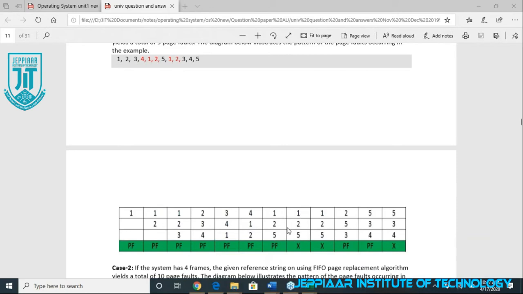After 5 I am reading a 1. So 1 is also there in the main memory, so it is a hit. Whenever it is a hit, we are not going to replace.